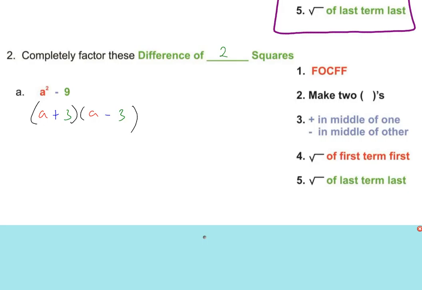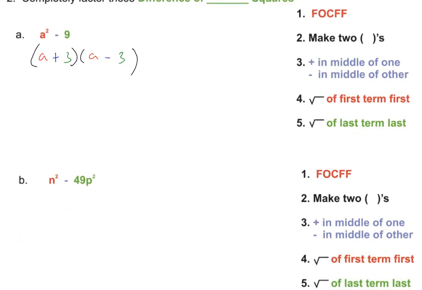If you did have the time, you could multiply it back out and see if you get the original, and you would. If you distribute back out, A times A is A squared. Outers, A times a negative 3 is a negative 3A. Inners, positive 3 times A is a positive 3A. Those add out to 0. And then the back, positive 3 times negative 3 is a negative 9. And indeed, we do get back to the original. Right? So difference of two squares. Not very hard.